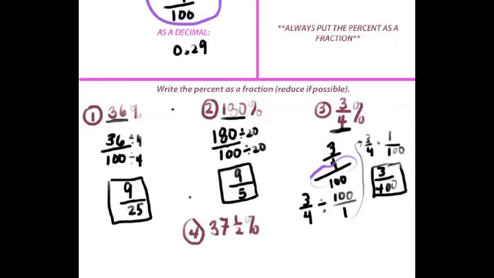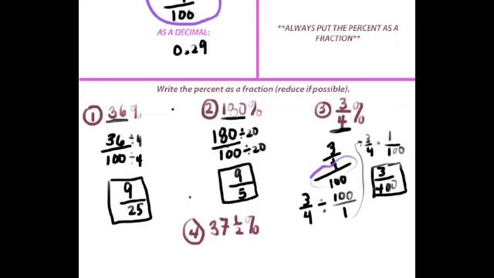Box it, and then that's it. Okay, so if we want to change 3/4 of a percent and make it a fraction, it would be 3 over 400.